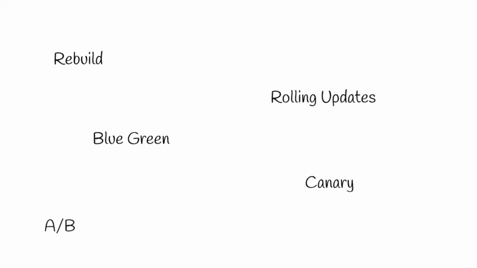We have these 5 popular deployment types: rebuilding the application from scratch, rolling updates, blue-green deployment, canary deployment and A/B testing. Now, different types of deployment suit different types of business models. Let's have a look at them independently. Rebuilding the application from scratch.